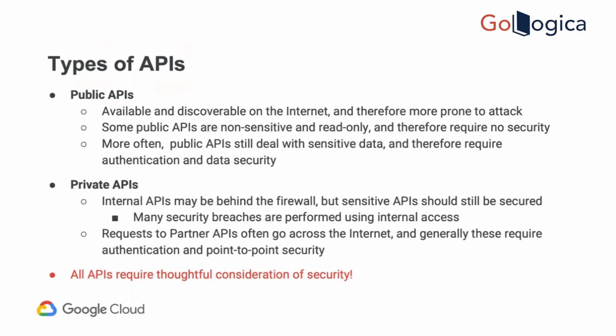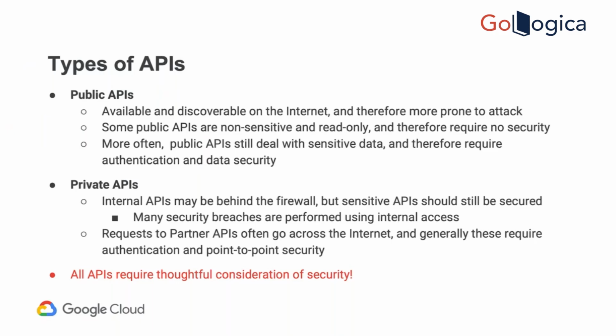And the second kind of private API is the partner APIs, where the API call will go via the internet, but they will have point to point security, like mutual TLS and all those things. So it will go through the internet, but the connection will be mutual TLS and transport layer security. So those things will be in place, and those APIs obviously also need to be secured properly.